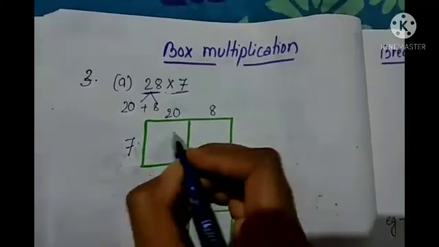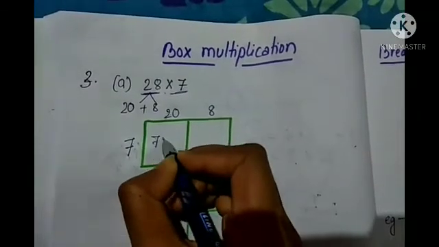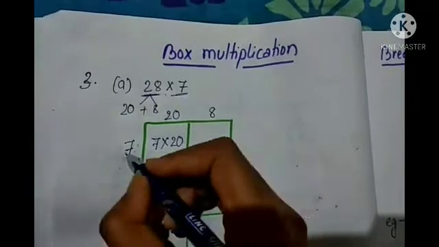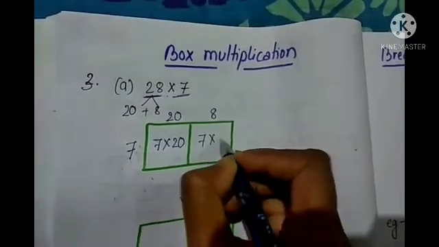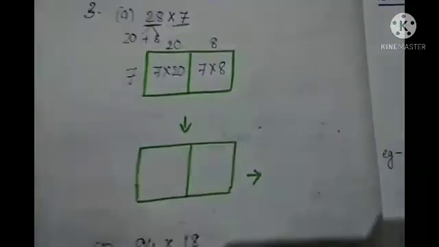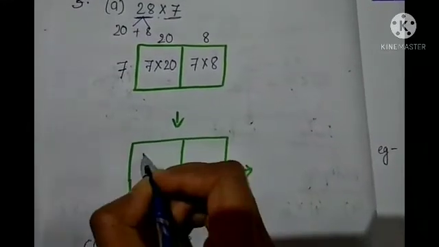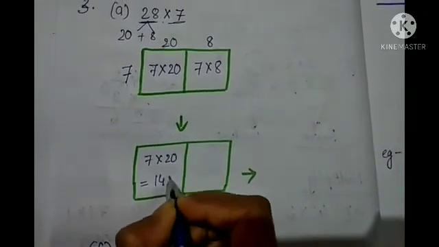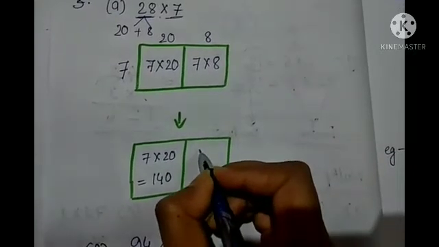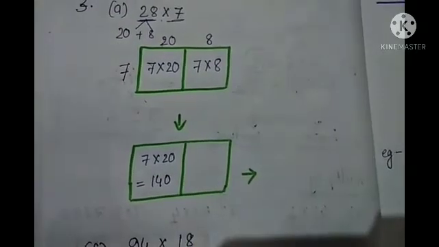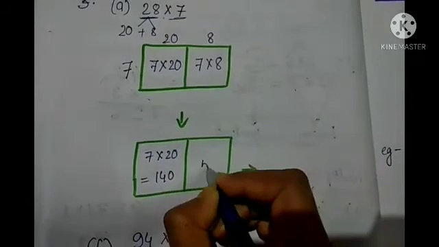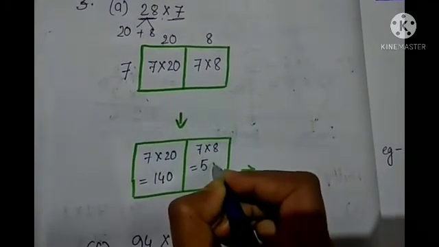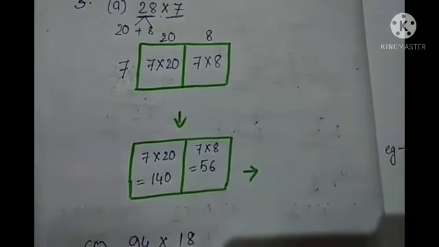That means the first step is 7 into 20 you have to write. And then in the next step you have to again multiply 7 into 8. So you can see here we will write it. If we multiply 7 into 20, what we will get? 140, right? And then 7 eights are 56, right? So here I am writing this 7 into 8 is equal to 56.